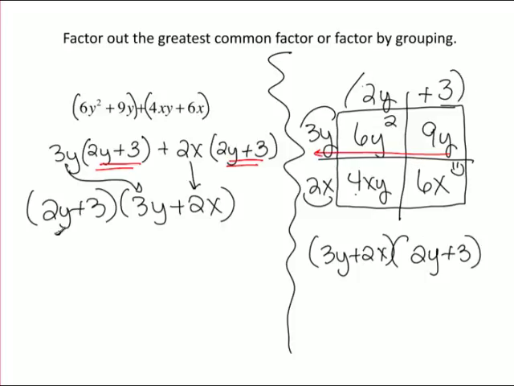Now you probably look at these two problems and you say, well, they're not the same. This one has a 2y plus 3 first, and this one has it second. Well, the commutative property of multiplication allows me to switch the order and still have the same product. It's like saying 2 times 3 is the same thing as 3 times 2. So it doesn't matter if I switch the order. So there are just two different ways of factoring out the greatest common factor or factor by grouping.